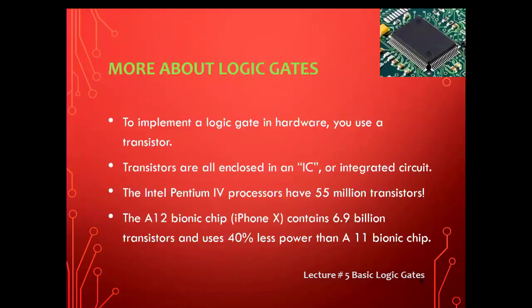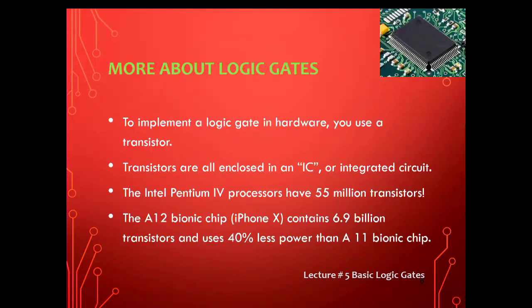More about logic gates. To implement a logic gate in hardware, you use transistors. And by the way, there are 2 types of transistors. One is the BJTs, known as bipolar junction transistors. And another one is the CMOS, also referred to as complementary metal oxide semiconductors. I'll explain the difference between the 2 in a future slide.